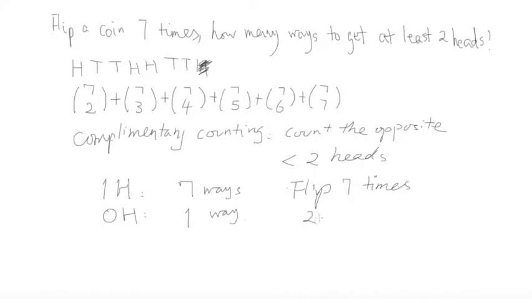Well, the first flip you have 2 different possibilities, head and tail. Second flip you also have 2, so this is just multiply by 2, 7 times, and that's something we can calculate. If you multiply, this will give you 128. Now, out of 128, there are only 7 ways you get 1 head, and 1 way you get 0 heads. So you get rid of these, which are 8 possibilities, and you are left with 120 ways.